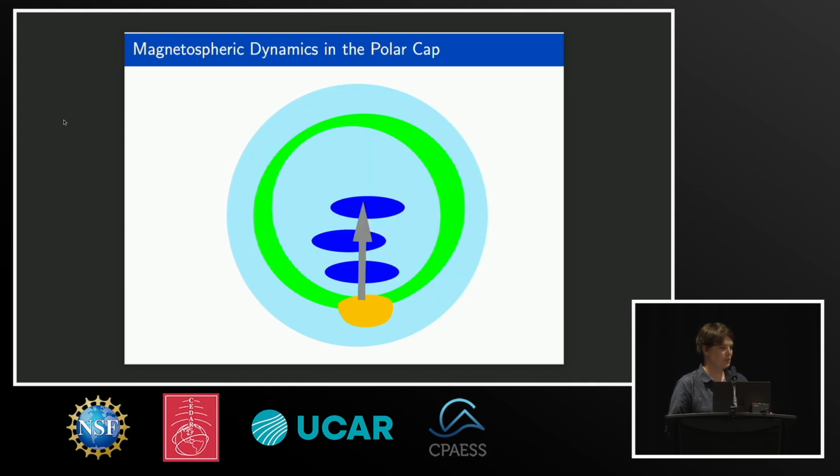So this is kind of just my illustration of magnetospheric dynamics in the polar cap. You have the auroral oval in nice green, which hopefully you can see on the screens. The cusp is in yellow, and with this very traditional thought, which we already know is flawed, of patches moving from the sun side to the day side to the night side, anti-sunward, in some kind of progression.